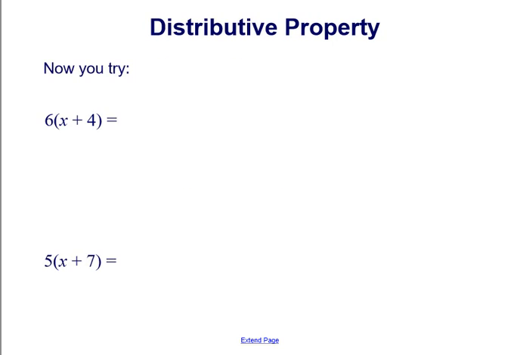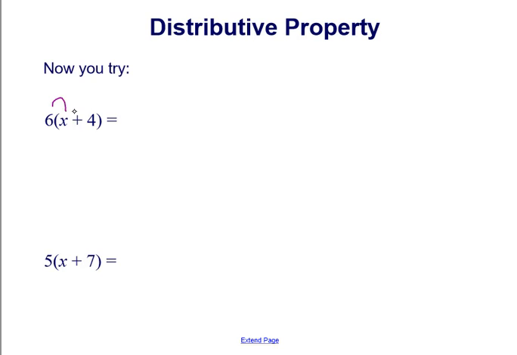So let's try some before we look at our formal definition of all the possibilities. So here we have 6 times the quantity of x plus 4 and 5 times the quantity of x plus 7. So the distributive property tells us to take that number on the outside of the parentheses and to distribute it to the sum inside the parentheses, to distribute it or multiply it to every term inside the parentheses.